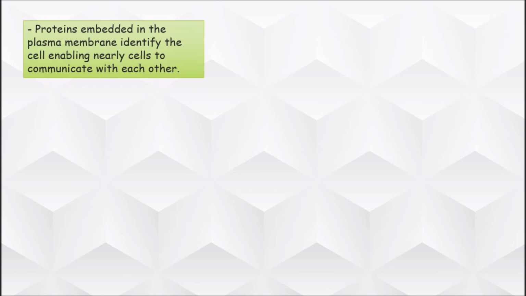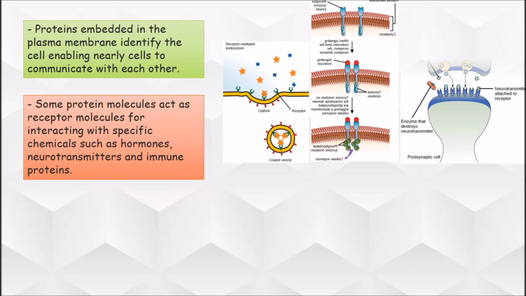Proteins embedded in the plasma membrane identify the cell, enabling nearby cells to communicate with each other. This is very important in the immune system, which allows immune cells to differentiate between body cells. Some protein molecules act as receptor molecules for interacting with specific chemicals such as hormones, neurotransmitters, and immune proteins.